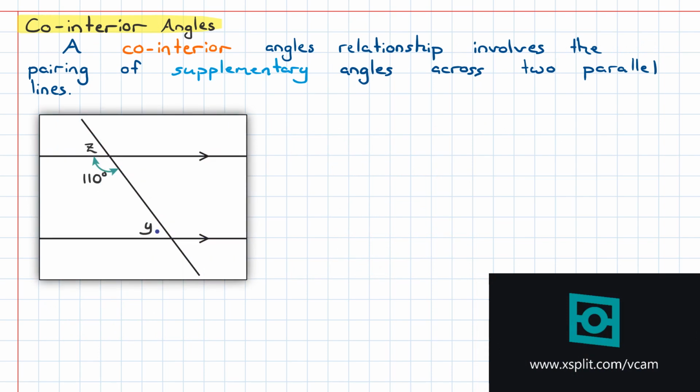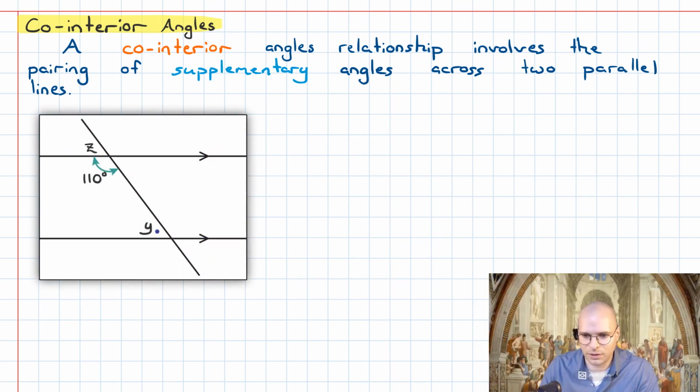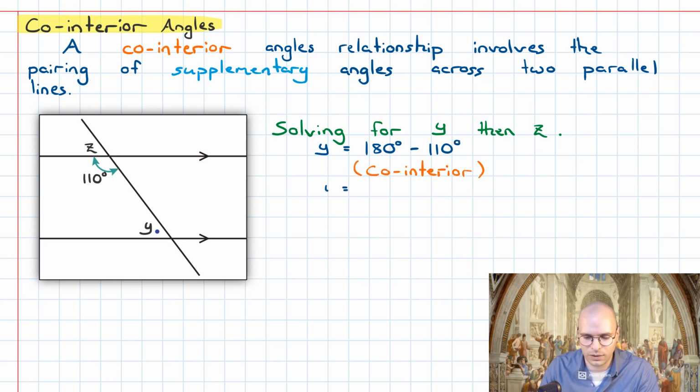Cointerior angles. A cointerior angle relationship involves the pairing of supplementary angles across two parallel lines. This is visualized in the diagram on the left. Now suppose we want to solve for first y and then z. We can first solve for y using the cointerior angles relationship.